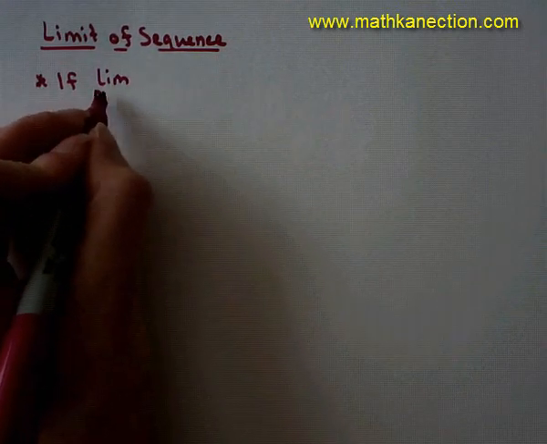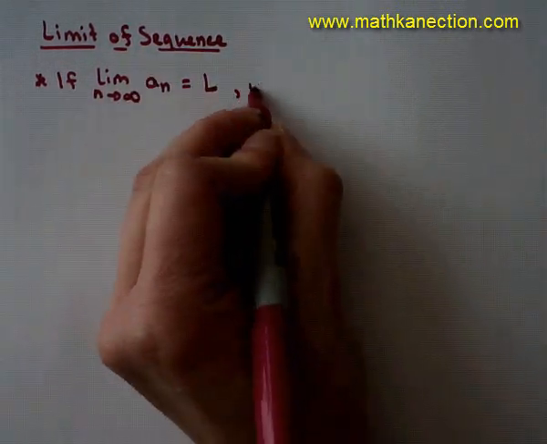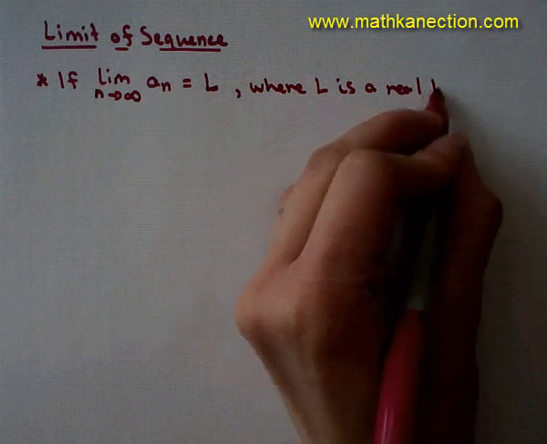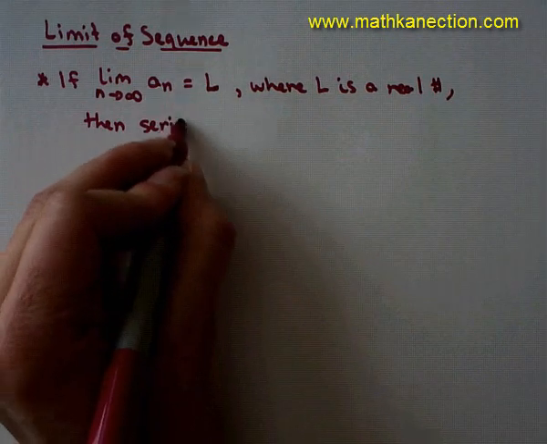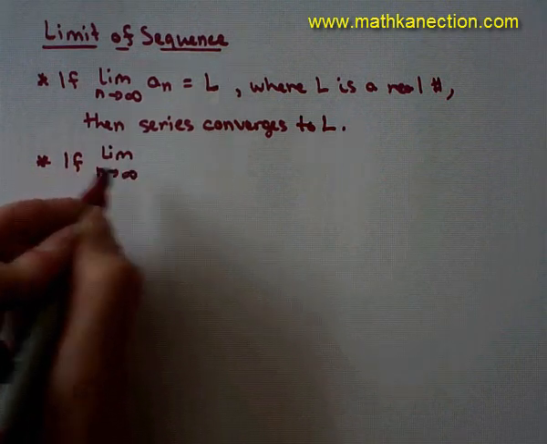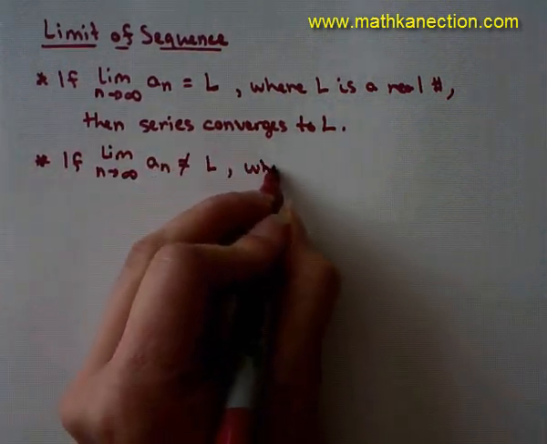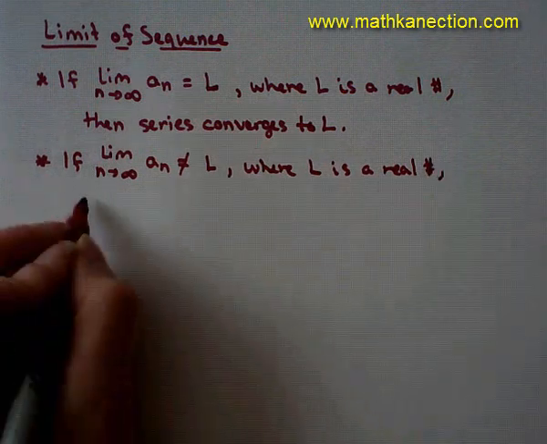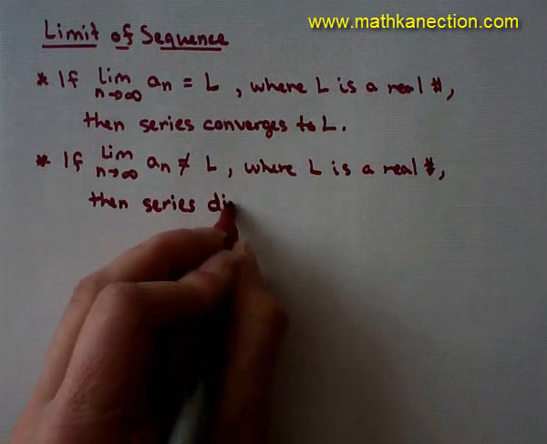So to look at limits of sequences, we look at the limit as n approaches infinity of the a sub n term. If that equals L, where L is a real number, then the series is said to converge to L. But if the limit as n approaches infinity of the a sub nth term does not equal L, where L is a real number, then the series is said to diverge.